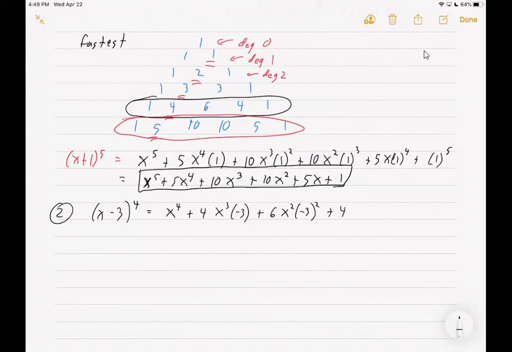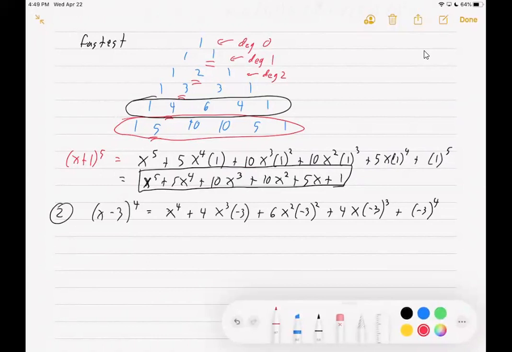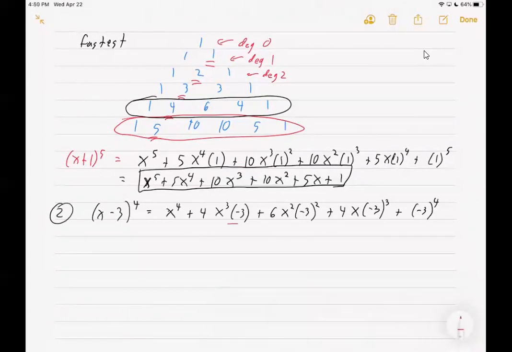And then there are 4 ways to choose 1 factor of x and 3 factors of -3. And then finally, there's 1 way to choose no factors of x, but 4 factors of -3. Now, we need to be careful in the simplifying of things. When we have odd factors of -3, we're going to get negative answers. So in those 2 terms, we should get negative answers, the 2nd and 4th term. But when we have even factors of -3, we will end up with positive answers.